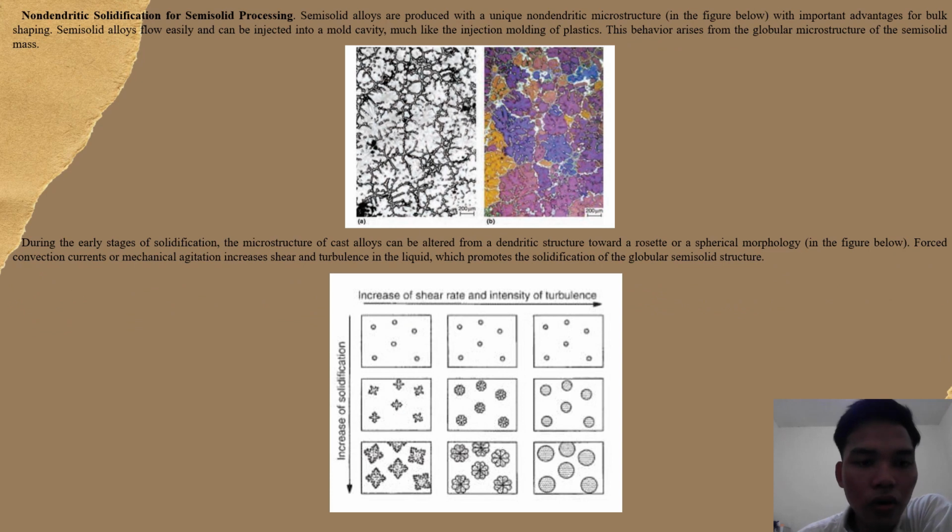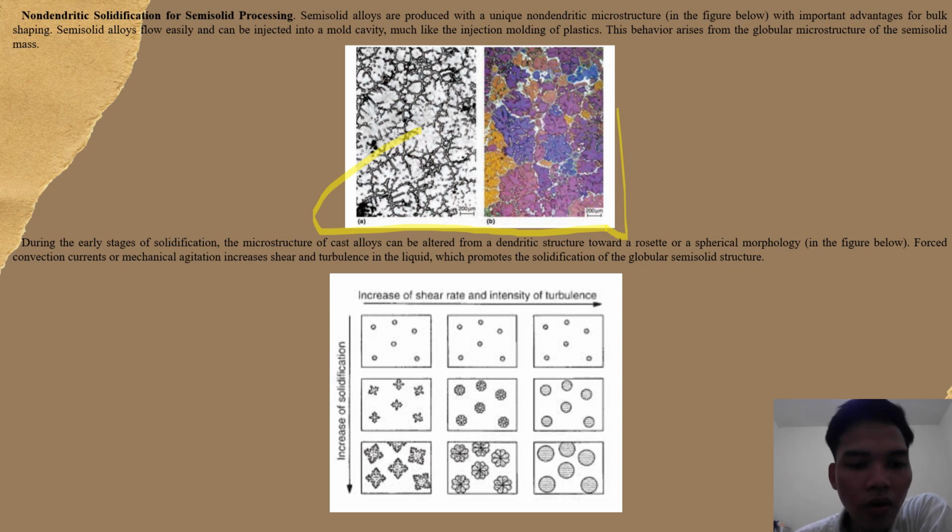Non-dendritic solidification for the semisolid process. Semisolid alloys are produced with a non-dendritic microstructure in the figure below, with important emphasis for Chapter 7. Some alloys are thixotropic and can be injected into a mold cavity. Much like the injection molding of plastics, the behavior arises from the globular microstructure of the semisolid material.